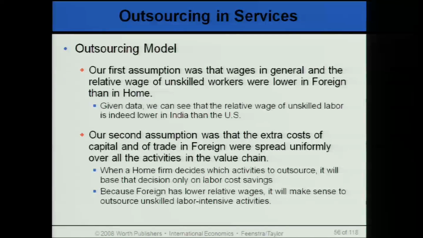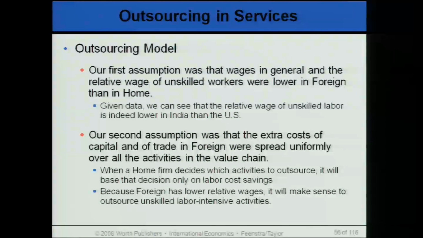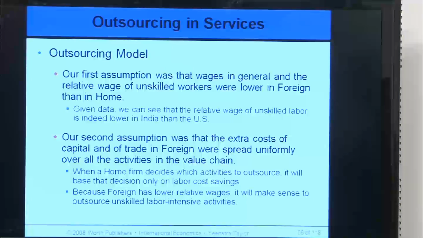The assumption was that the wages in general and the relative wage of unskilled workers were lower in foreign than in home. Now if you work that out, that will hold true. Even in the service sector, the wages of the unskilled workers would be lower than the wages of the skilled workers, but that is not the issue. The second assumption is that the extra cost of capital and trade in foreign were spread uniformly over all activities in the value chain. Now this assumption needs to be relaxed, not the first assumption. The first assumption remains the same, that we are a country of lower wages, so we will have lower wages.